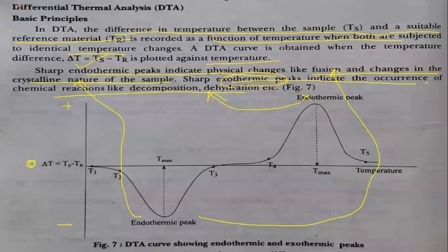Hello everybody. Now in this lecture, we are going to focus on DTA analysis, that is differential thermal analysis. The basic principle of DTA is that the difference in temperature between the sample and a suitable reference material is recorded as a function of temperature when both are subjected to identical temperature changes. And whatever reference material we are using here should be inert.